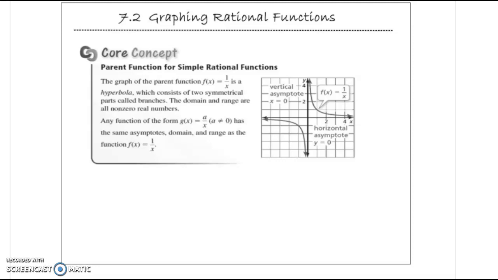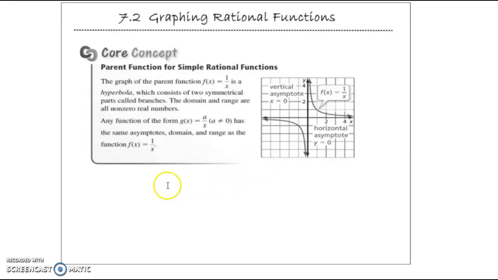Today we're covering 7.2, which is graphing rational functions. So the parent function, f of x equals 1 over x, is a hyperbola, okay? A hyperbola consists of two symmetrical parts. These two parts are each called branches. So there are two separate branches. On the parent function 1 over x, the two branches occur in quadrants 1 and 3. But with different transformations applied, they can move and occur in different places.